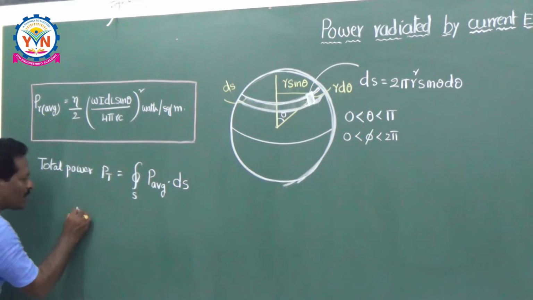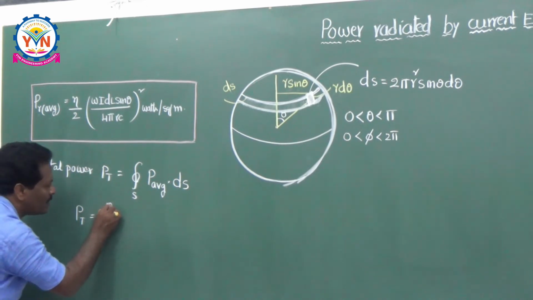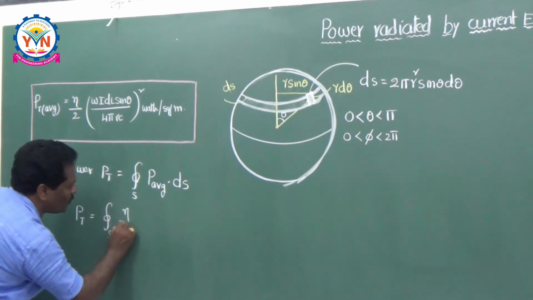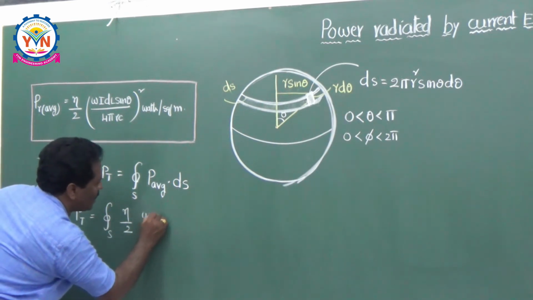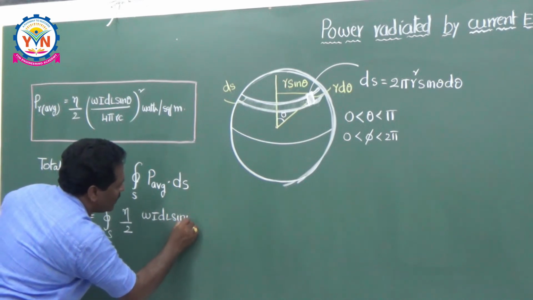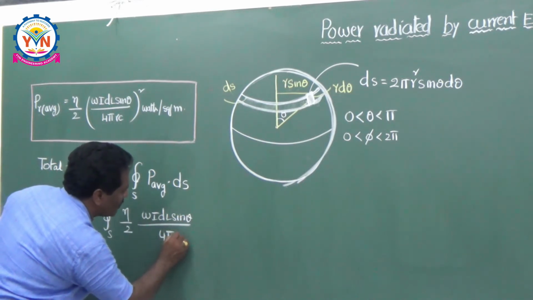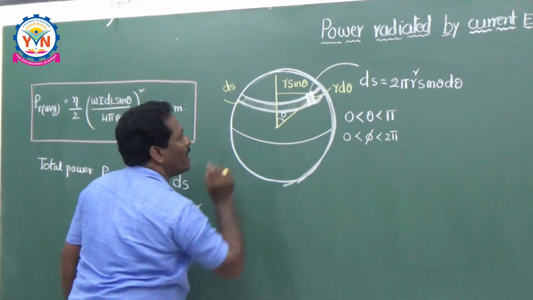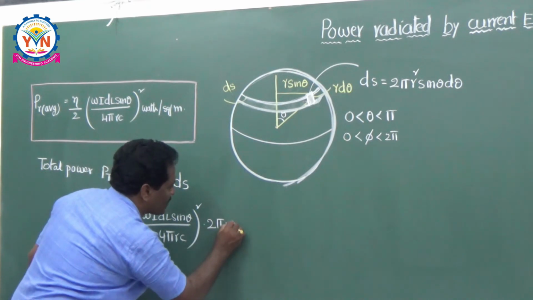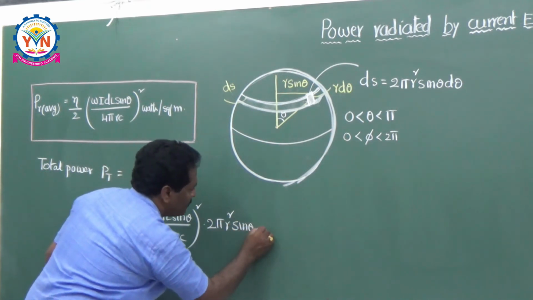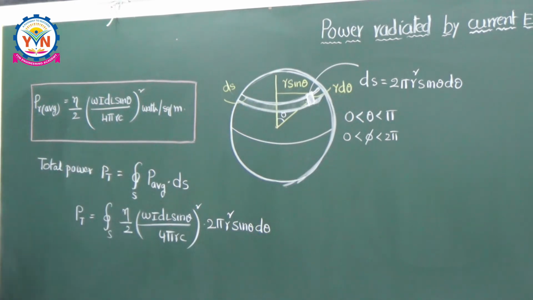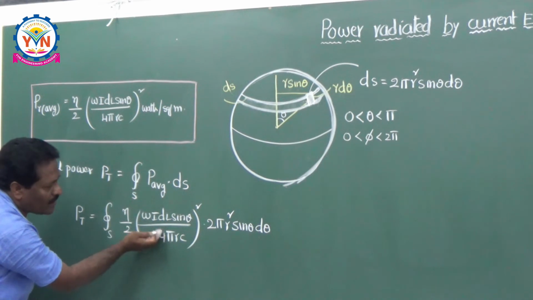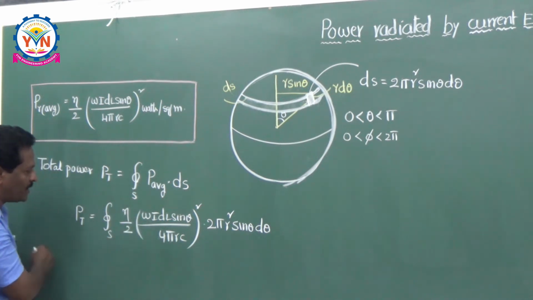So if you take this total power expression Pt, it is equal to the surface integral of the average power. What is average power here? Average power is eta by 2 into omega I dl sin theta divided by 4 pi r c, whole square, into ds. What is ds? ds is 2 pi r square sin theta d theta. This is the value, got it. Now, eta by 2 and omega I dl by 4 pi r c are all constants here, so take the constants out of this integration.